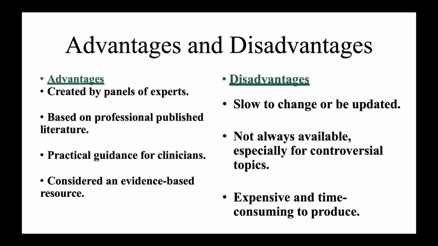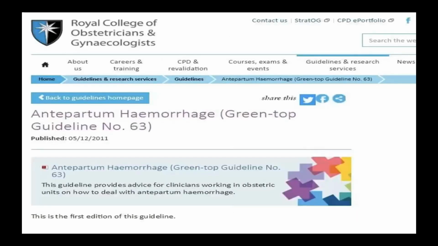Practical guidelines for the clinicians are considered as evidence-based resources. What is the difference? They are slow to change and update because you have to collect the data from so many studies. They are not always available. Sometimes the literature is very deficient, the data is very deficient. So sometimes it's expensive and time consuming. So this is one example of a systematic review of this.